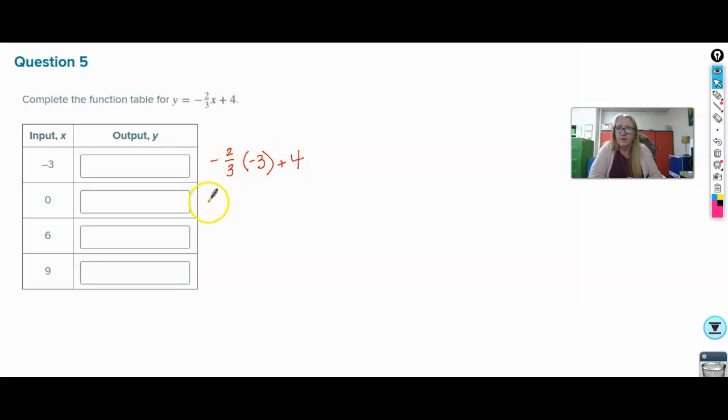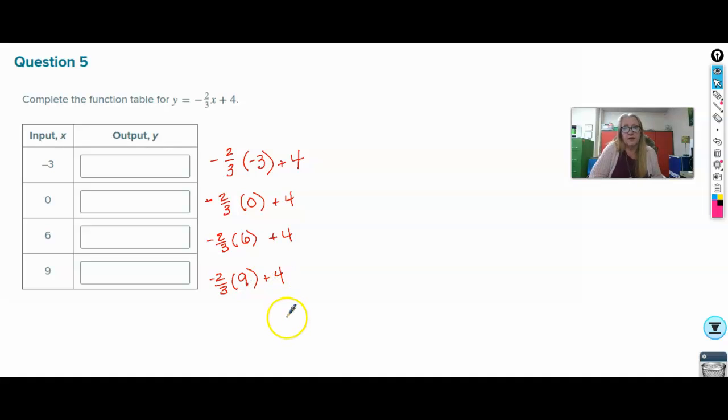For this one, negative 2/3 times 0 plus 4. And this would be negative 2/3 times 6 plus 4. And this would be negative 2/3 times 9 plus 4. I would highly recommend you use a calculator unless you're really great at fractions and negatives.